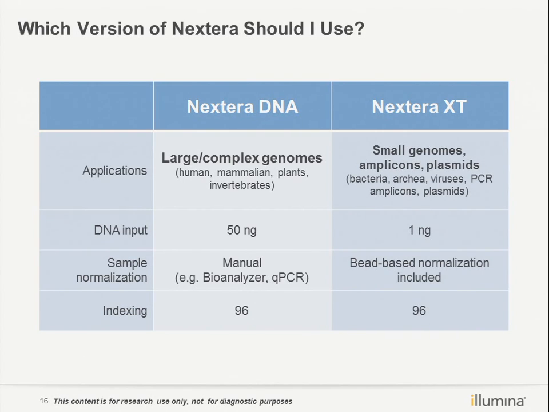And for sample normalization with Nextera DNA, you need to use a bioanalyzer to quantify and some qPCR. But Nextera XT already includes a bead-based normalization method, so you can finish this step very fast and very easily. Both kits can index as many as 96 samples. Actually, the Nextera XT is the fastest library preparation workflow from Illumina.